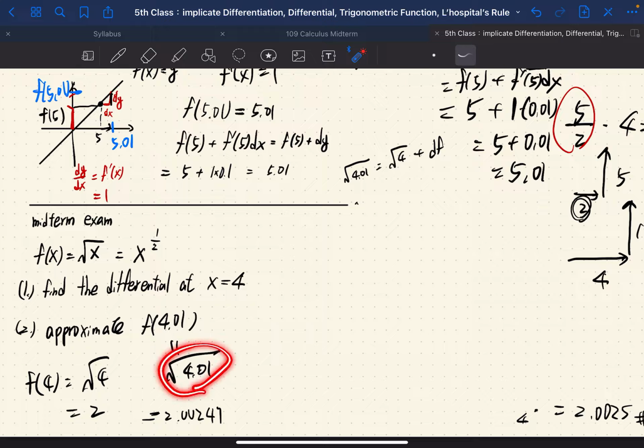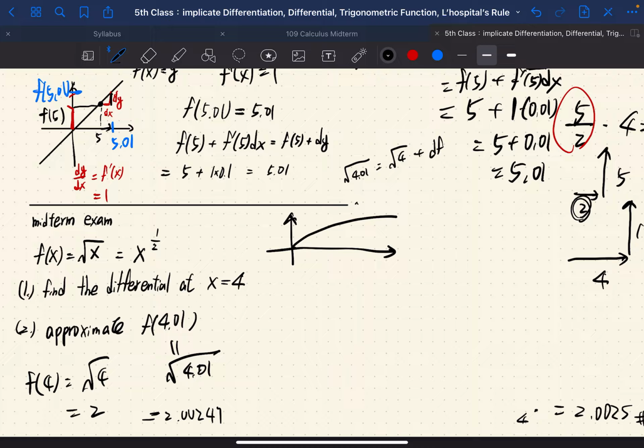Well, this one is like this, 2.00241. So it is really almost equal. When you look at this function, it looks mysterious. So the first thing is we plot this on the graph. f of x equals the square root of x, and the square root is x to the power of 1 divided by 2.